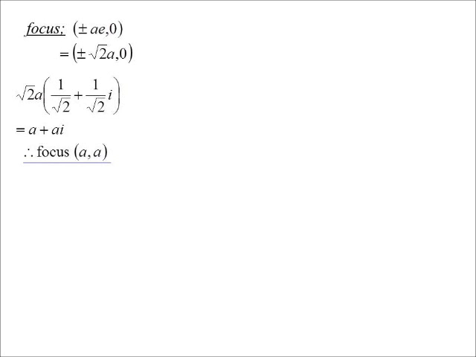So what will be the focus? We know when it was in its traditional position, the focus is (ae, 0), but we're going to rotate that 45 degrees. Well, remember, eccentricity is root 2, so it becomes root 2 a. Multiply that by cis 45, and look at that, it's kind of neat. It just becomes a plus ai. And so it's (a, a). And the other one will be (-a, -a).